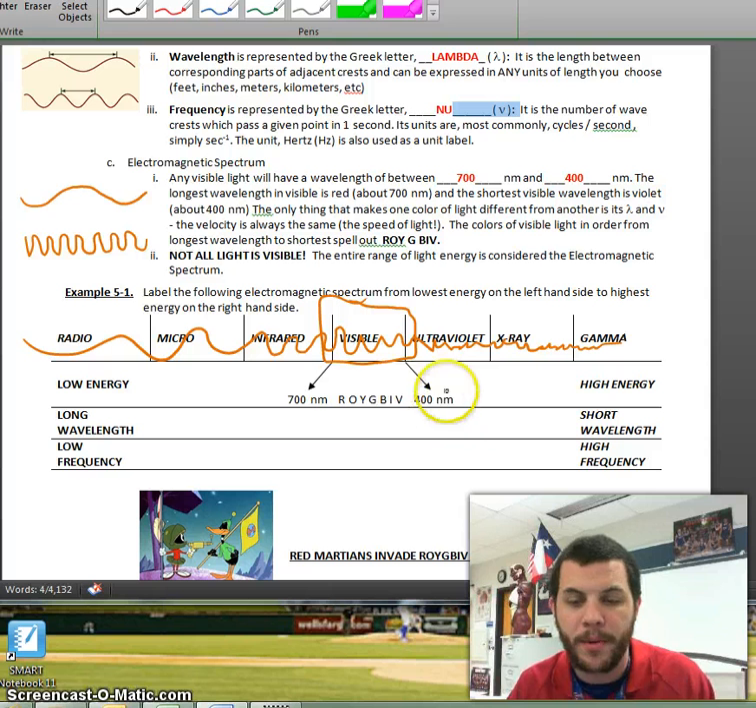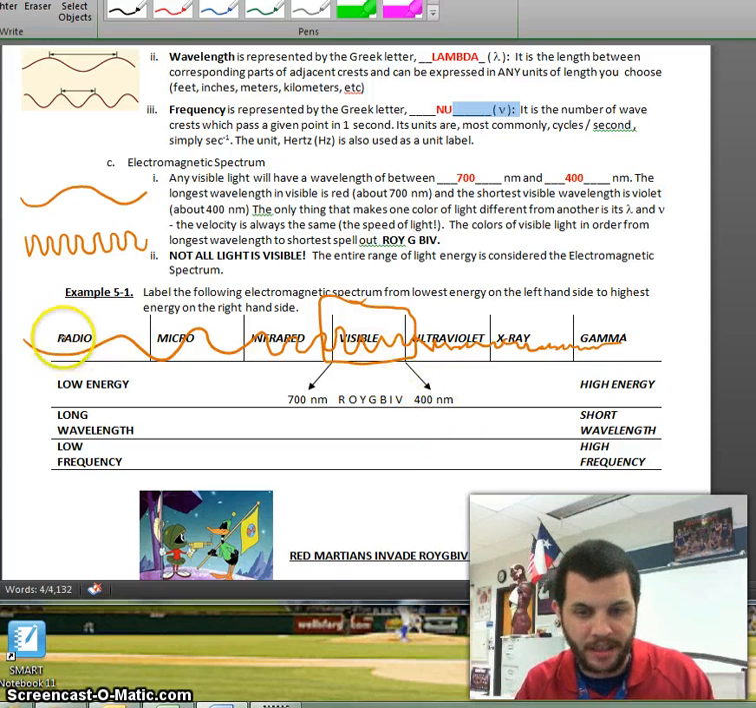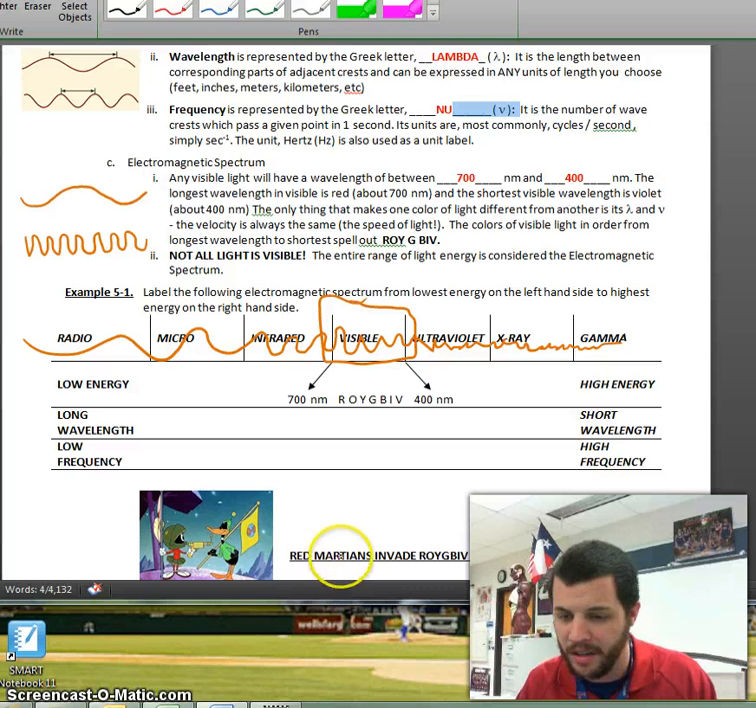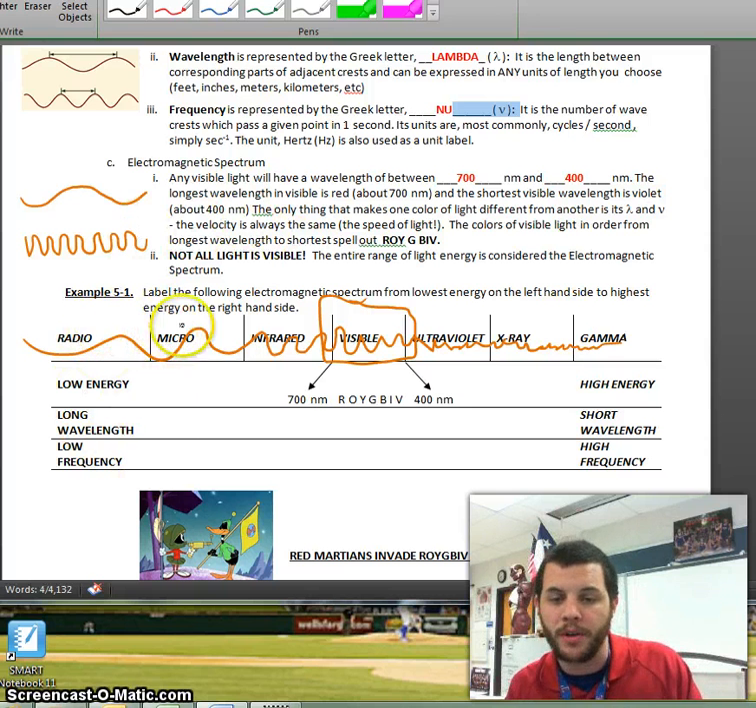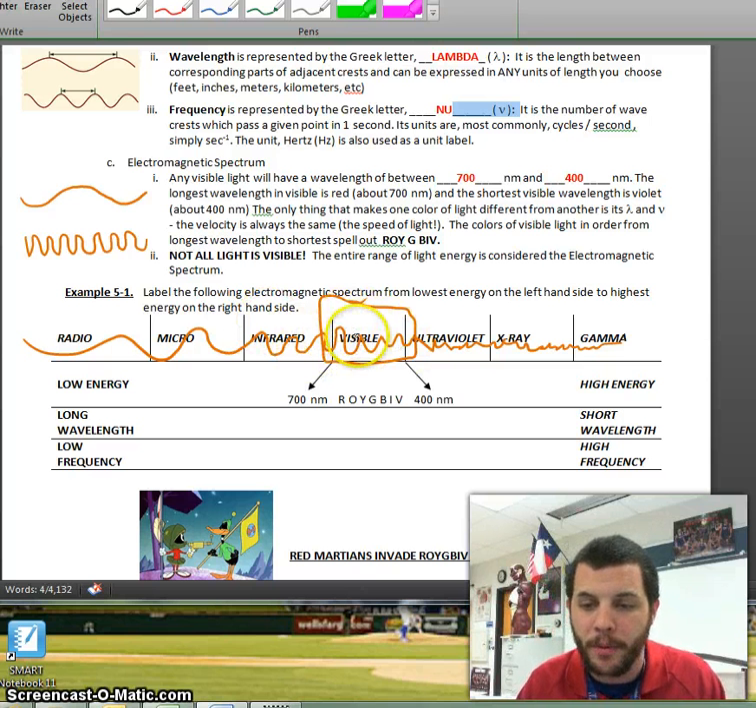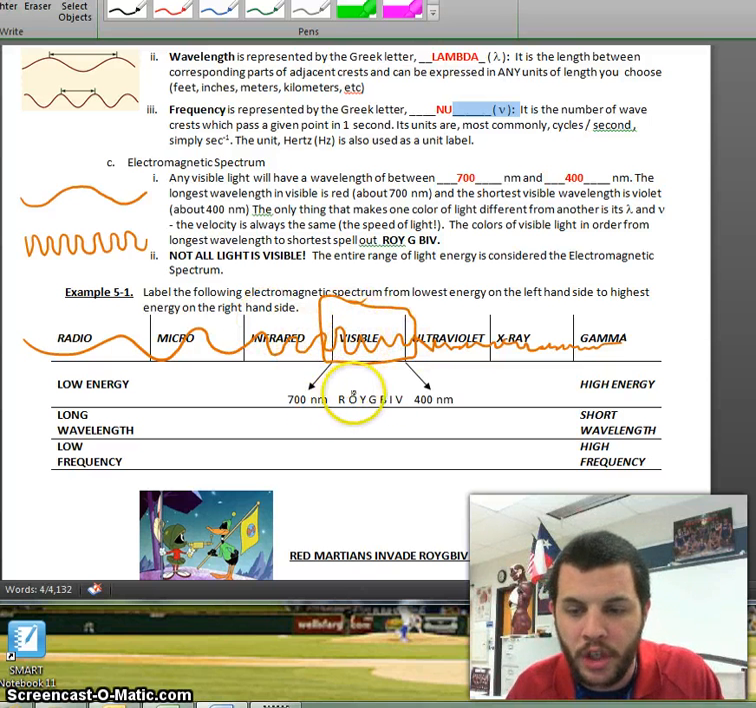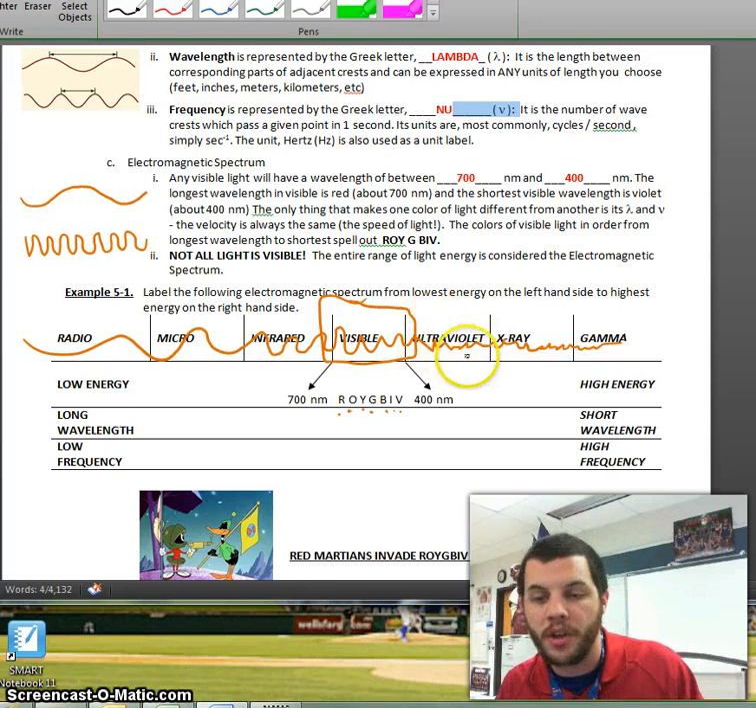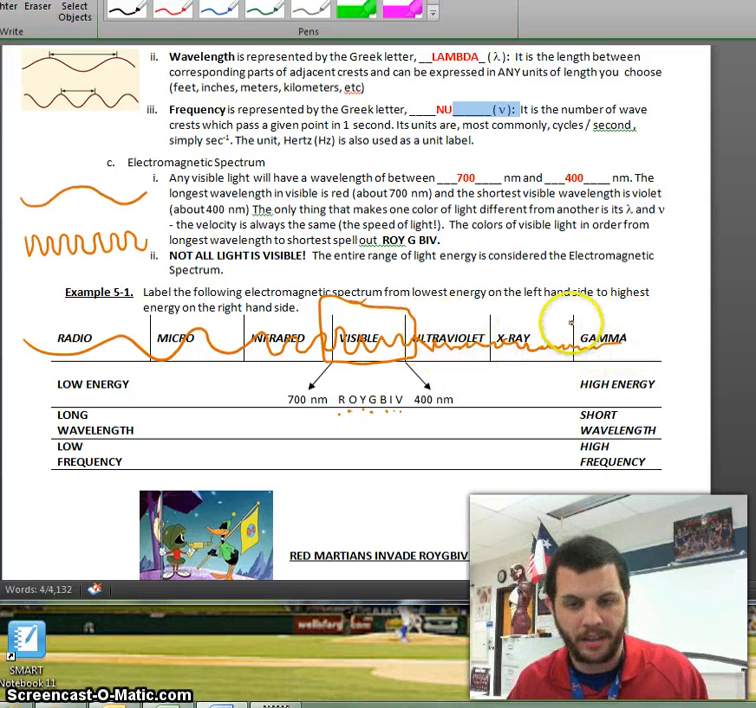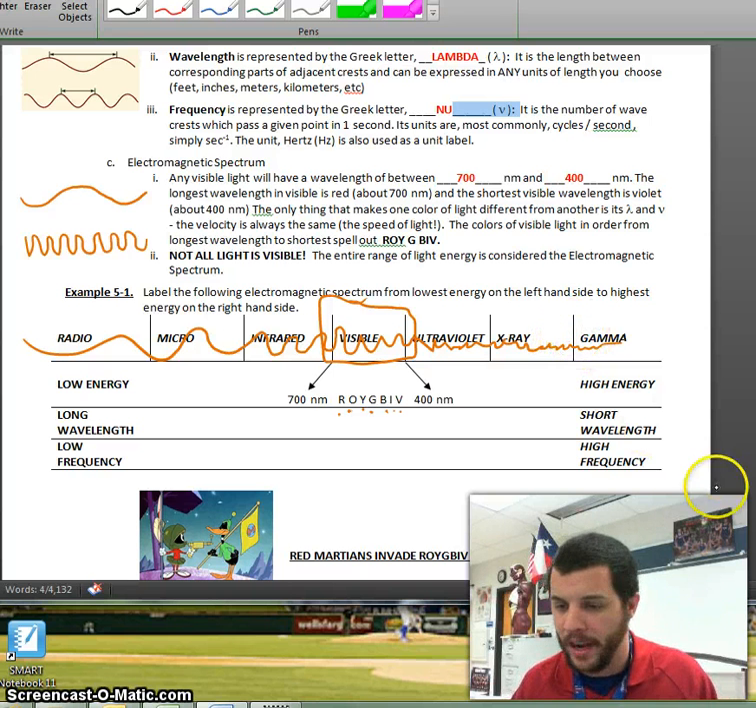Now, you do need to be aware of this situation here. Okay, and you can use this little mnemonic device down here if you'd like. But either way, radio waves are the longest, then microwaves are a little shorter, then infrared, then your visible light spectrum, which is going to include ROY G. BIV: red, orange, yellow, green, blue, indigo, violet. And then after violet, you get to ultraviolet, X-ray, and then gamma rays. Okay, so that's the order that we go in for our different wavelengths.